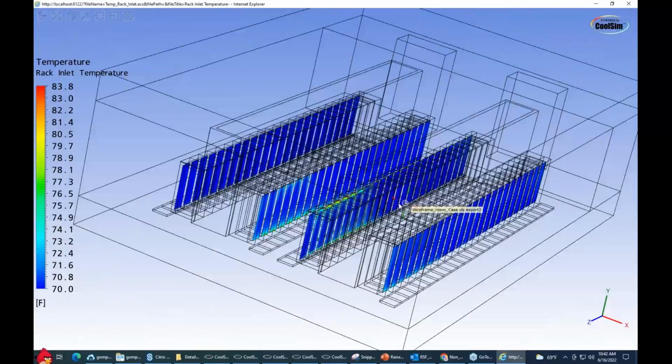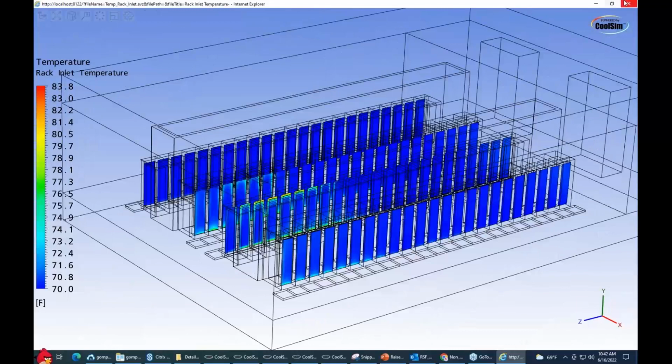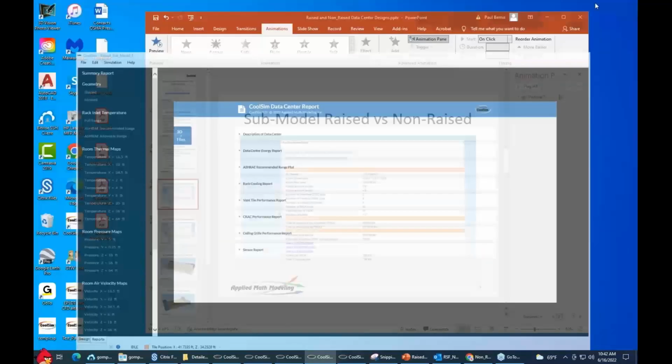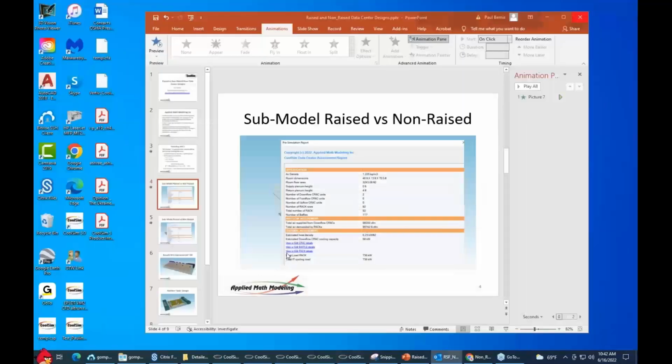Sorry, my international friends, I'm using US numbers. So from an airflow management point of view, there's no question that raised floor designs are easier to deal with. They're easier to manage the supply into the data center. So those are two designs. I wanted to show you the submodel there.